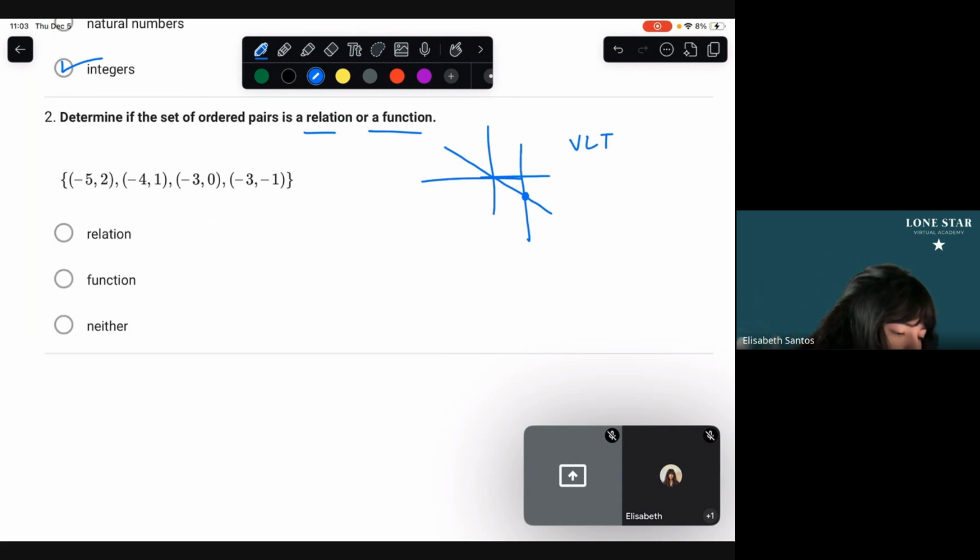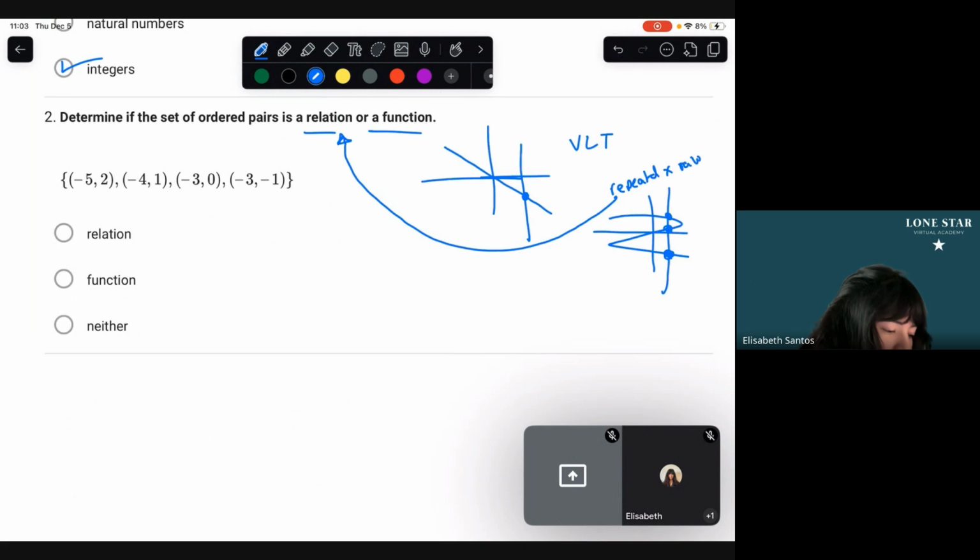Okay. If you had something like this, if you notice it hits this many times when you do the vertical line test. So if you look, those are repeated x values. And that would tell us it's just a relation. Okay, so we're going to look at the x's right here. And if you notice, we have a repeated x value. So that means it is a relation. It is not a function.